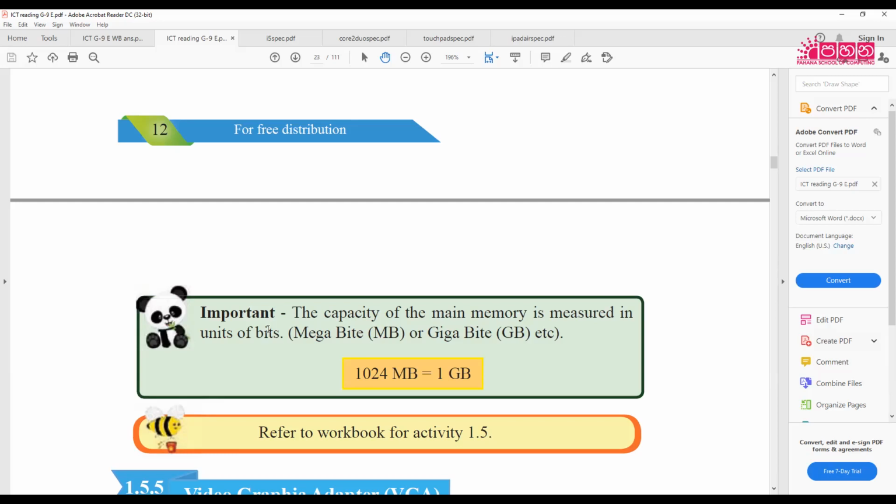But when it comes to memories, usually you will measure using megabytes or gigabytes. The spelling of byte is wrong here. It should be BYTE, not BITE. So megabytes or gigabytes. If you look at the relationship between megabytes and gigabytes, 1024 megabytes equal 1 gigabyte. That's how the measurement goes. Now let's move on to Activity 1.5.